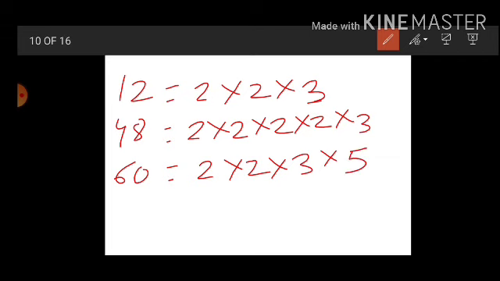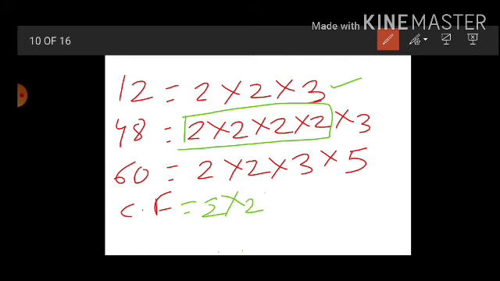Now students, again how to take out the common factor? See here, 2 occurs as a prime factor maximum 4 times. Maximum how many times? 4 times. So we will take 2 4 times. Okay students. And now 3 is only coming one time, so we will take one time: 2 into 2 into 2 into 2 into 3. And 5 is also coming one time. So we write 1.